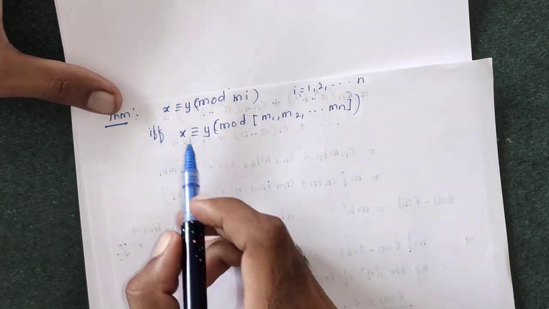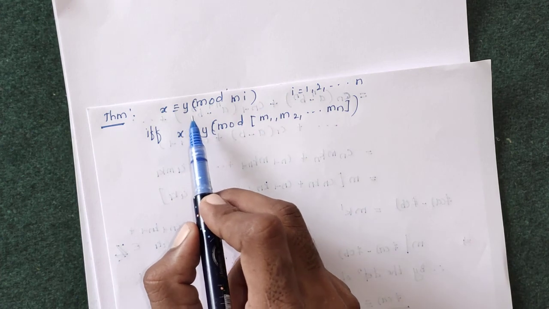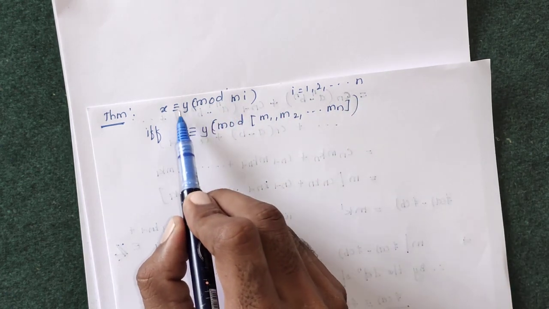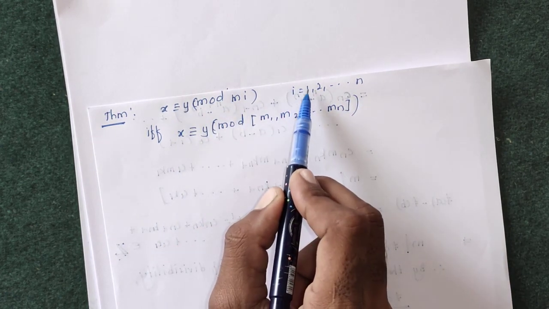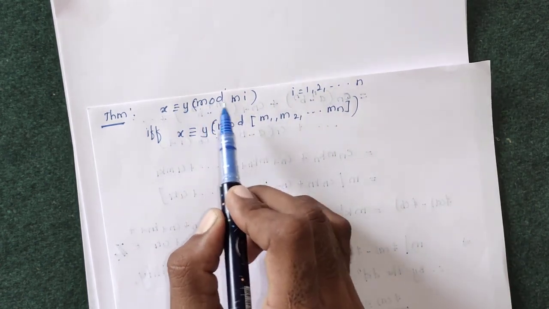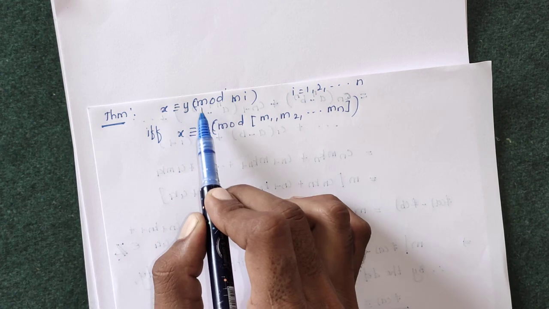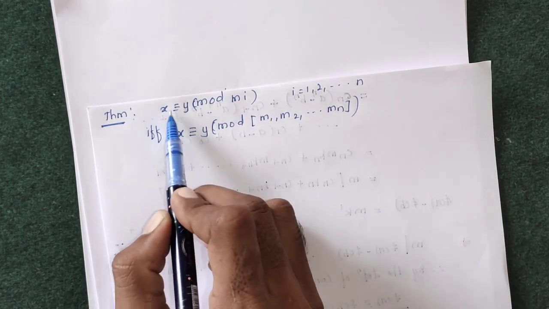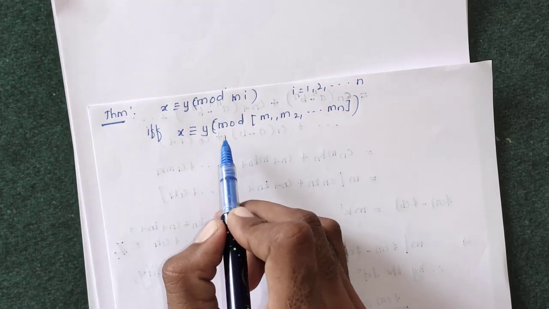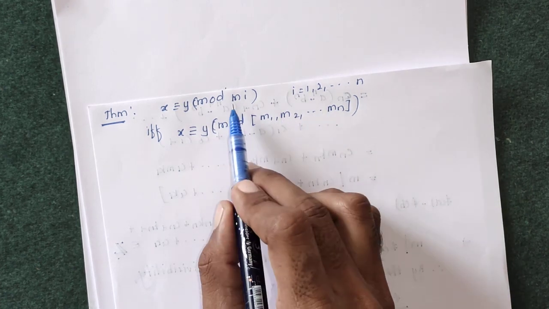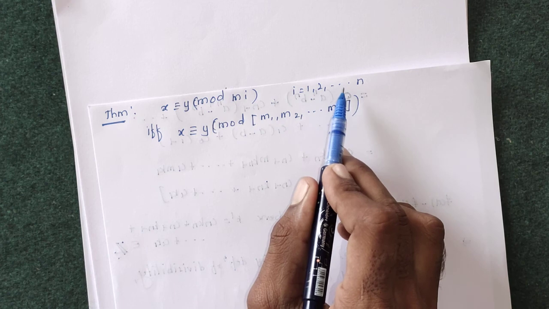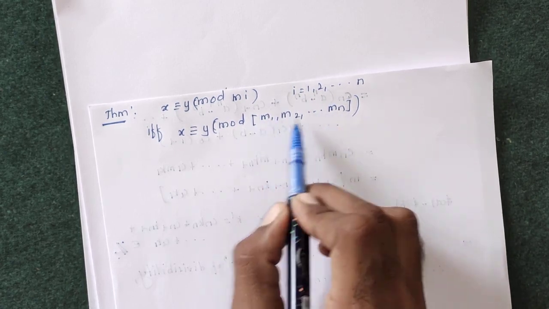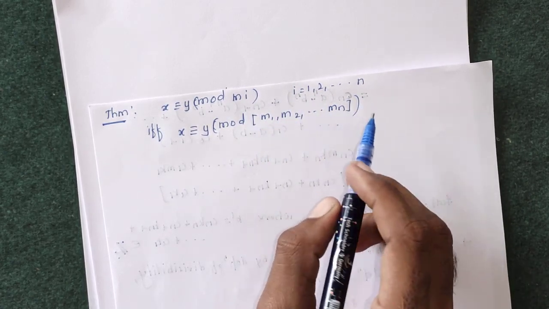That is, x is congruent to y modulo mi for all i running from 1 to n means m1 divides x minus y, m2 divides x minus y, up to mn divides x minus y, if and only if x is congruent to y modulo the least common multiple of all n integers, that is m1, m2, up to mn.